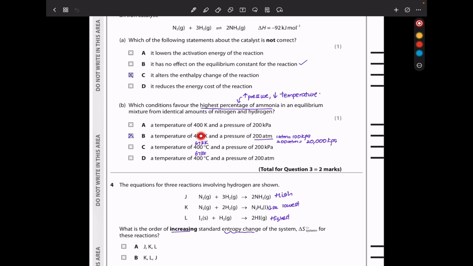We can see 400 Kelvin is going to be lower than 400 degrees Celsius, and also a pressure of 200 atmospheres is greater than 200 kilopascals, so the answer is going to be B.